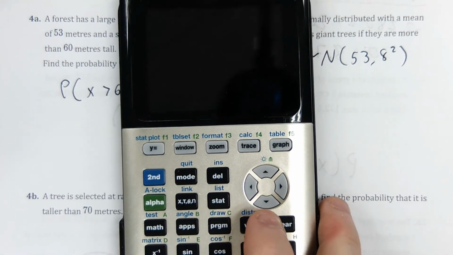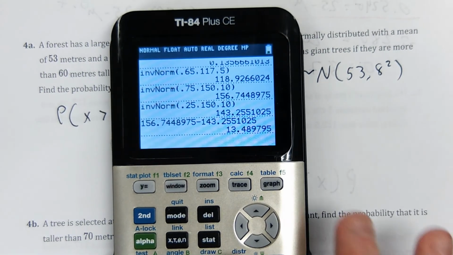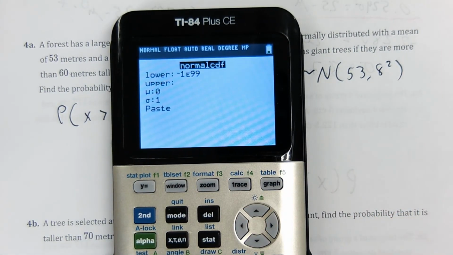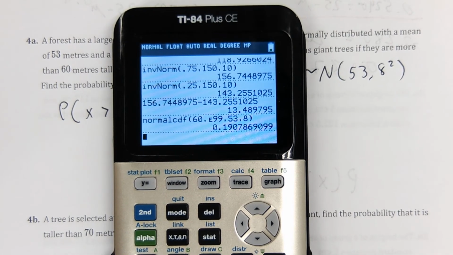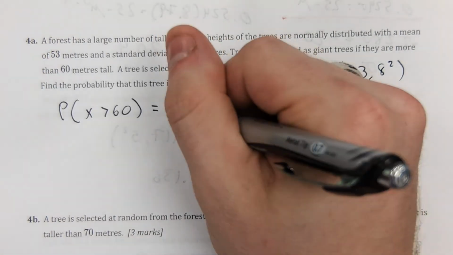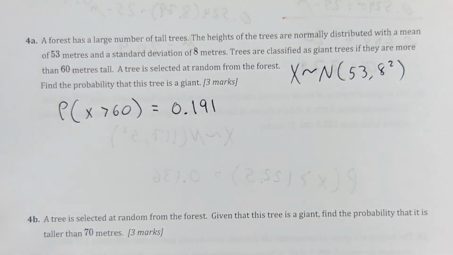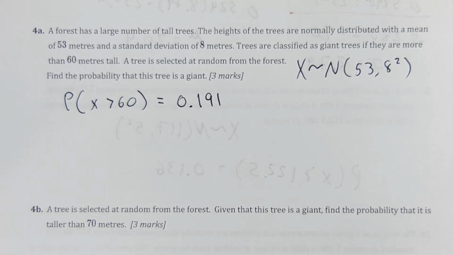So you literally just go directly to normal CDF. Lower bound is 60. Upper bound, I'm going to use the second E99. Wow, that's so nice. Mu is 53 and sigma is 8. And that makes, I love that. It makes me so happy. Thank you for that. 0.191. Oh, you just change it to scientific? Yeah. Alrighty, that was an easy 3 marks.